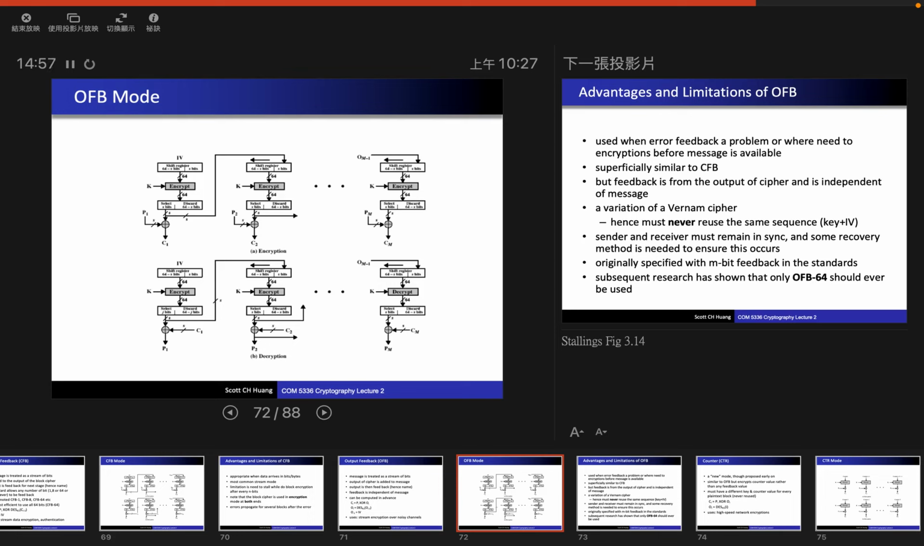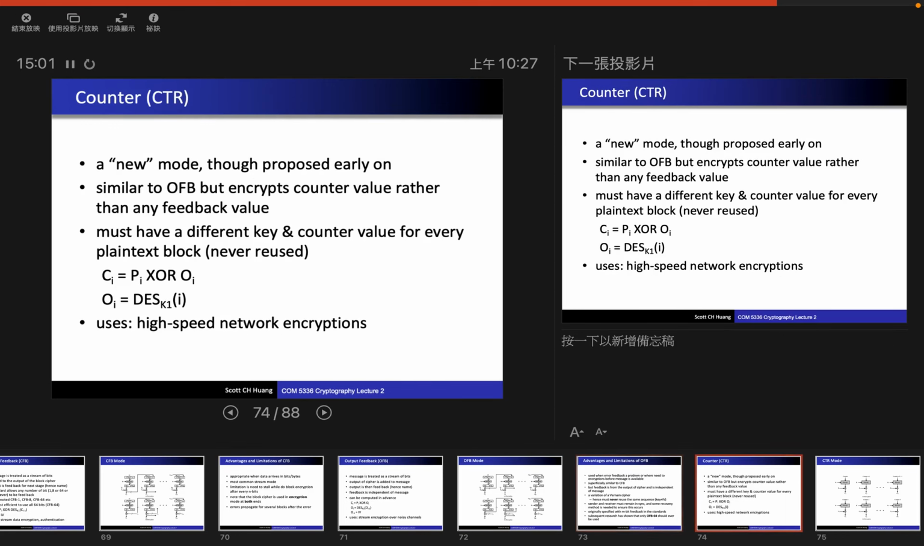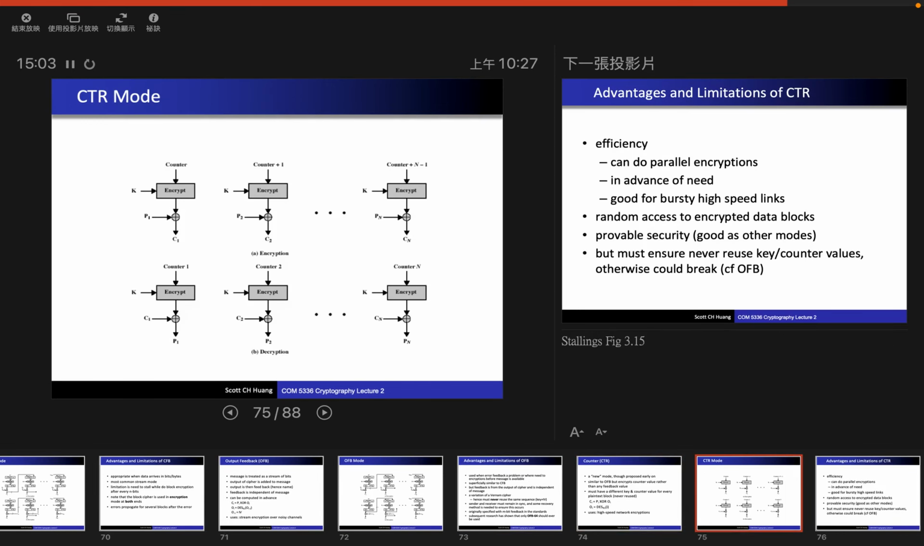So that is why, in order to facilitate parallel computation, we need newer modes. This is called CTR mode. For counter mode, for each block, there's a counter. We don't use the initial value. We use the counter, and this is the counter plus one, and so on and so forth.